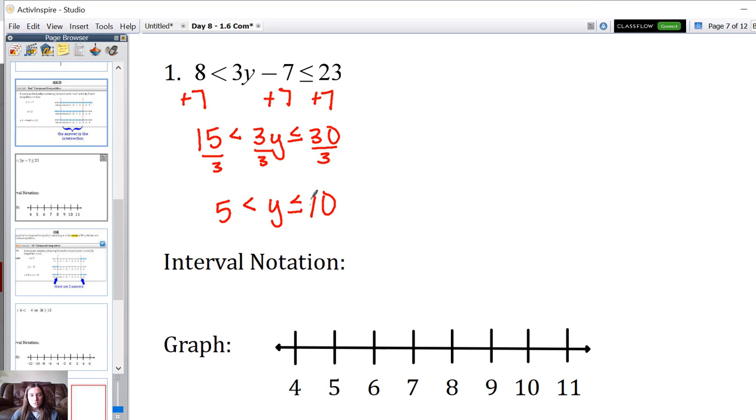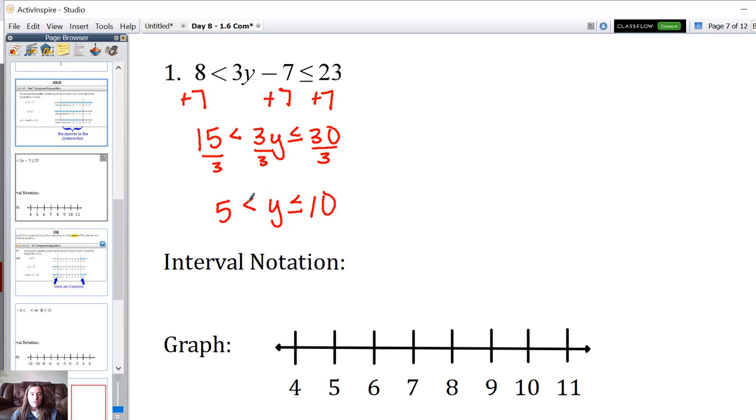So now this is our simplified inequality. Before we do this in interval notation, first I want to look at the graph just to get a visual of what this looks like. So this is saying we want every single y value that is between 5 and 10, but it can include 10. I don't want to include 5. I can include 5.1, but I can't include 5. I can include 10, but I can't include anything bigger than that, like 10.1.